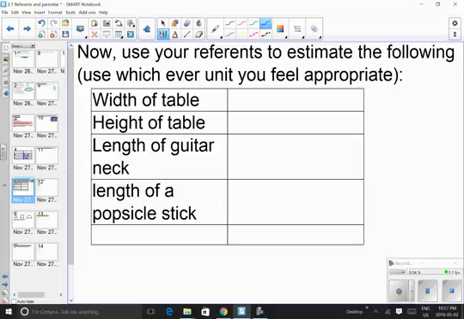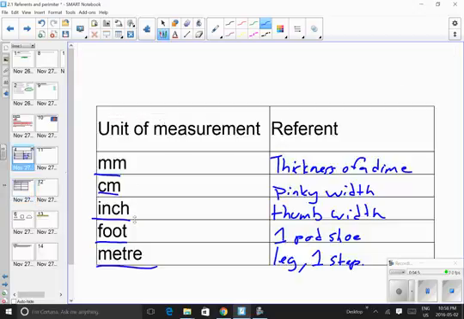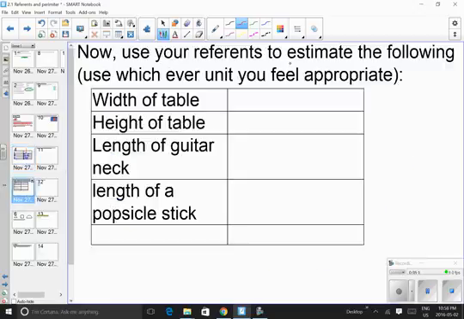So now that you have a bunch of referents, you can use mine or yours, and you can use whatever unit you want. I want you to measure the following things: the width of a table, the height of a table, the length of a guitar neck, and the length of a popsicle stick. You can use millimeters, centimeters, inches, feet, meters, whatever works for you, but you're not using a tape measure. You are using your referents, these concrete items, to help you estimate. So go ahead and pause it and get going with that measuring.